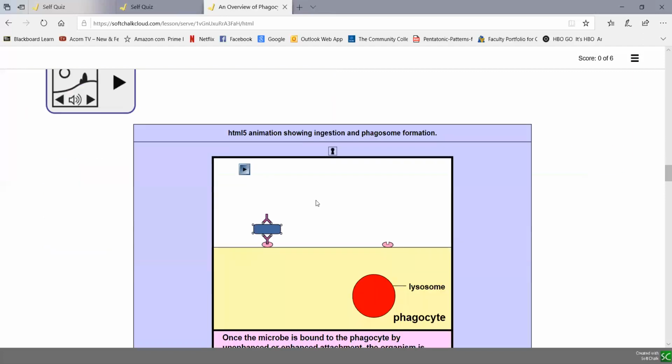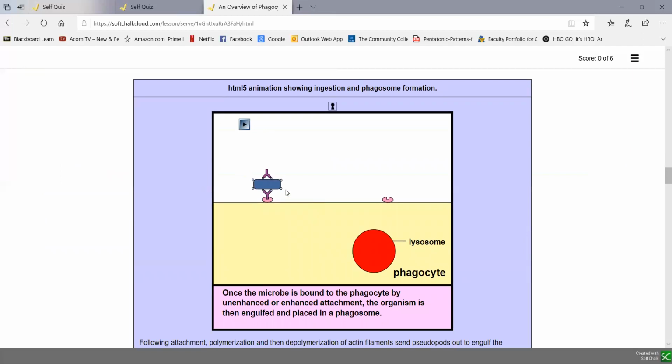And we see that happening in the next animation. So here we see a bacterium that has been attached to the surface of the phagocyte through opsonization with the antibody IgG. And then as actin polymerizes inside the cell, that's going to push the membrane up, producing pseudopods that are going to engulf the organism and place it in a phagosome, as we see here. So there's the organism engulfed and placed in a phagosome.